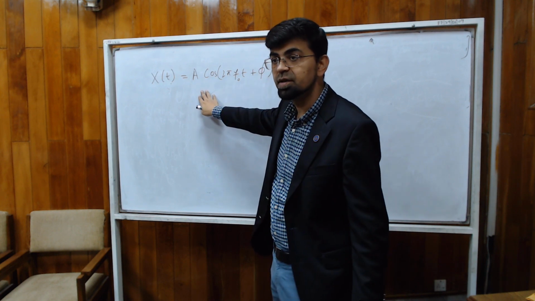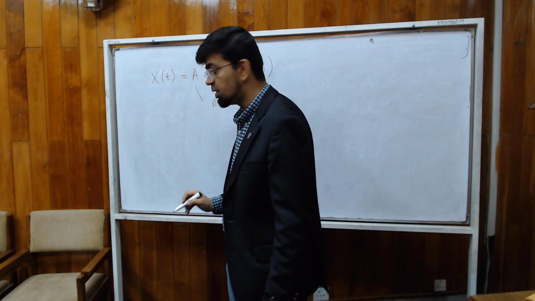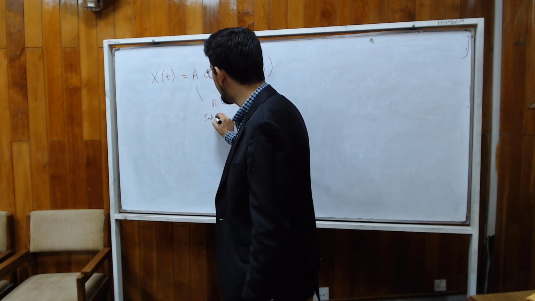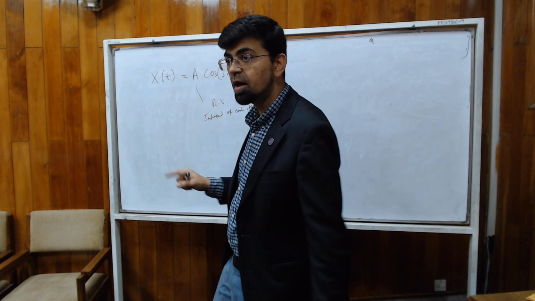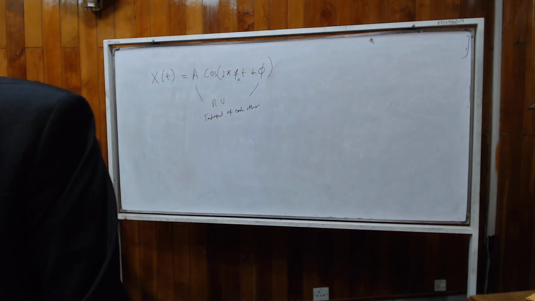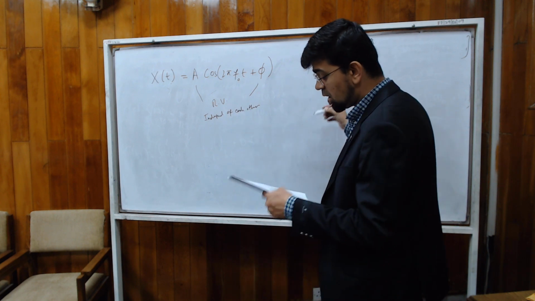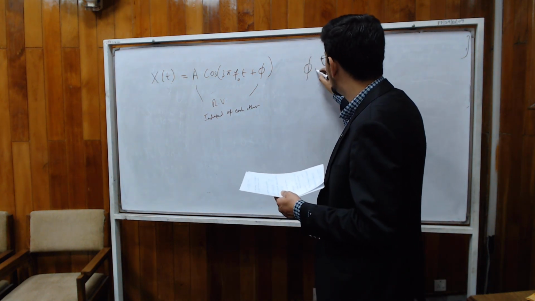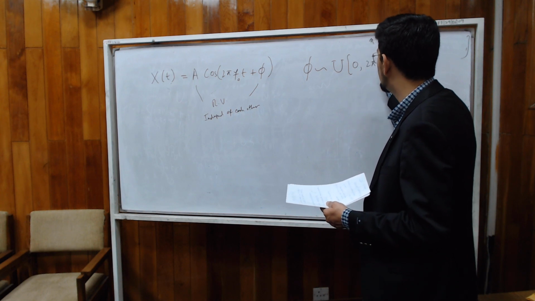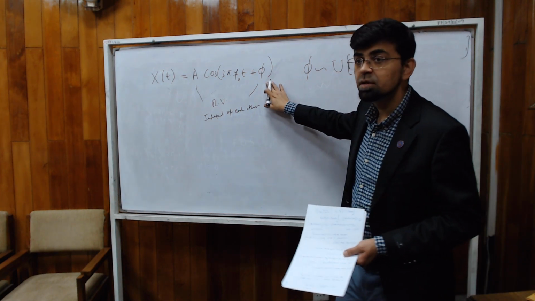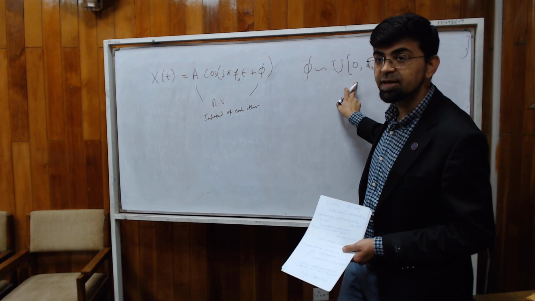We already did this part, right? But now these two are random variables. Firstly, we're going to assume that they are independent of each other. A and phi are independent of each other. Further, we are going to assume these two things to keep this applicable or interesting. First assumption is that the phase, which is a random variable, is uniformly distributed in 0 to 2 pi. So the phase takes values in 0 to 2 pi and they are equally likely.